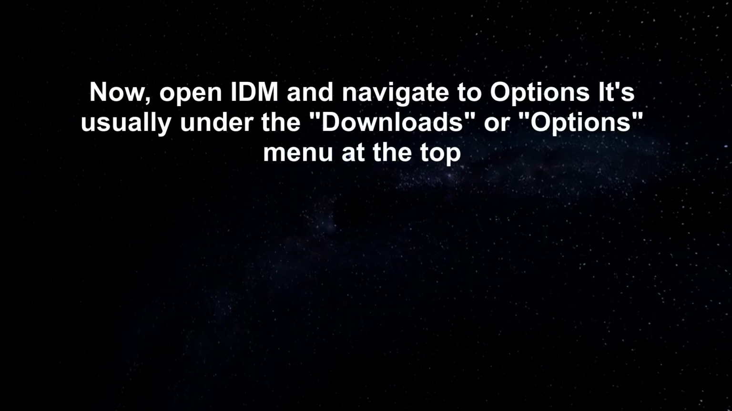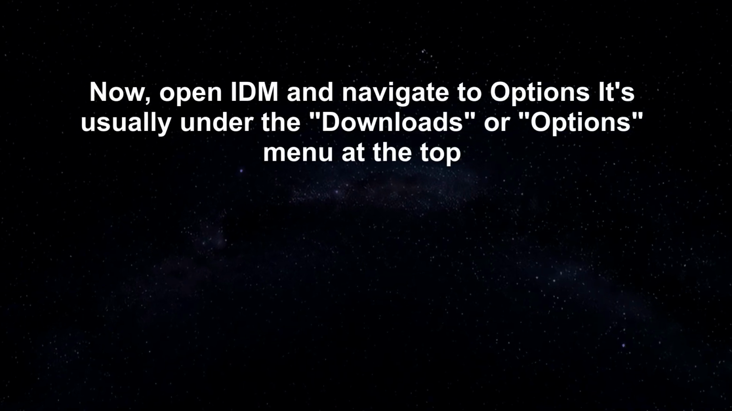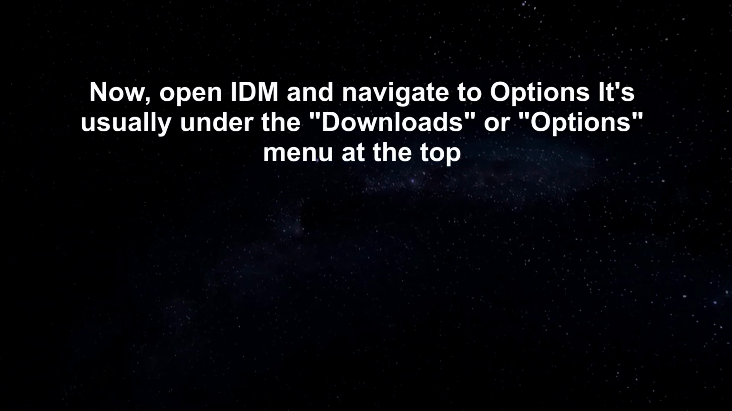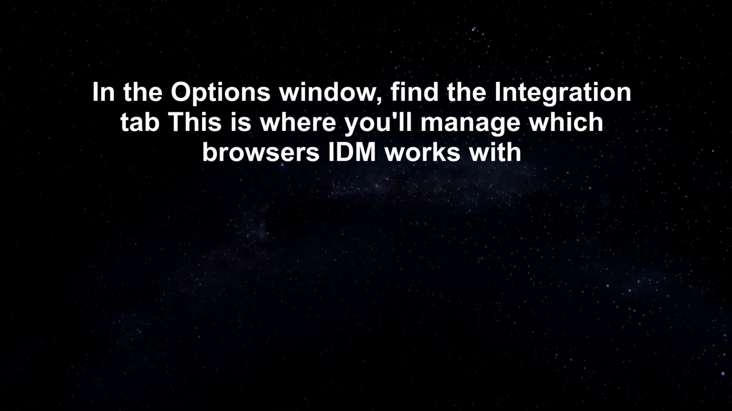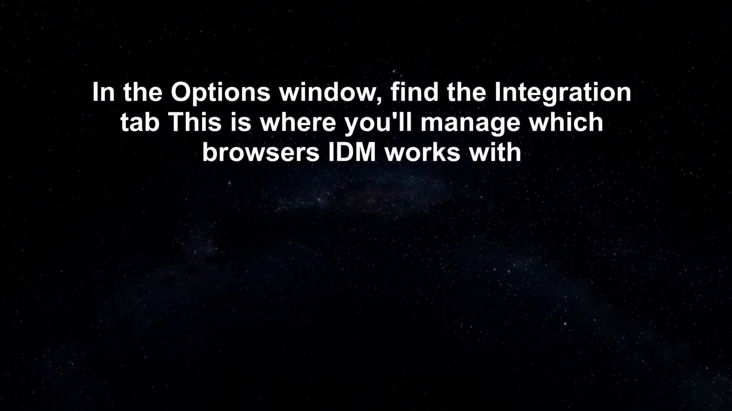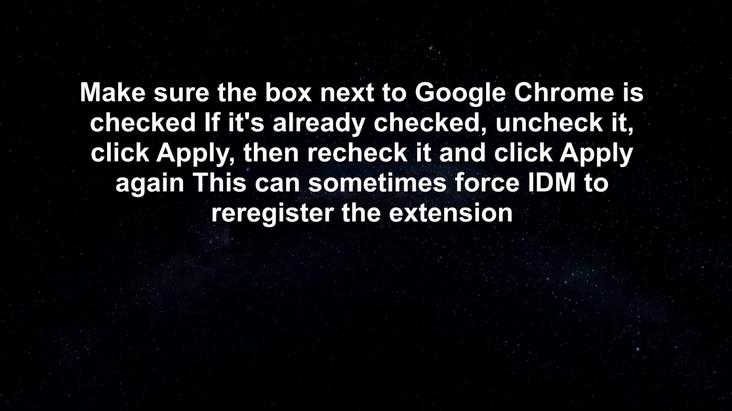Now, open IDM and navigate to Options. It's usually under the Downloads or Options menu at the top. In the Options window, find the Integration tab. This is where you'll manage which browsers IDM works with. Make sure the box next to Google Chrome is checked.